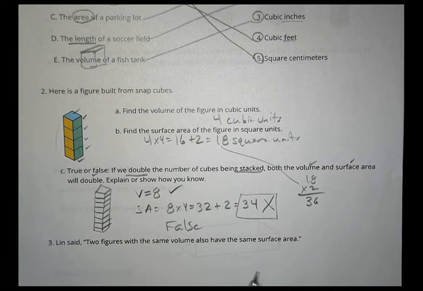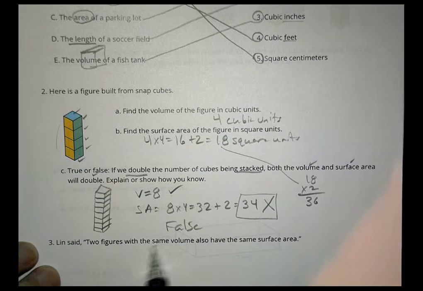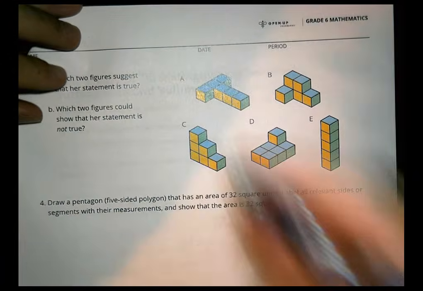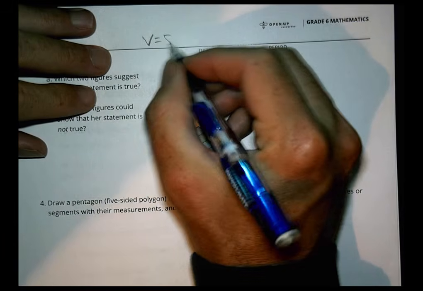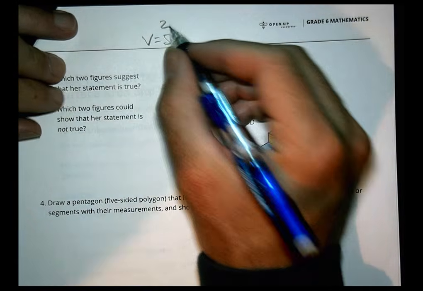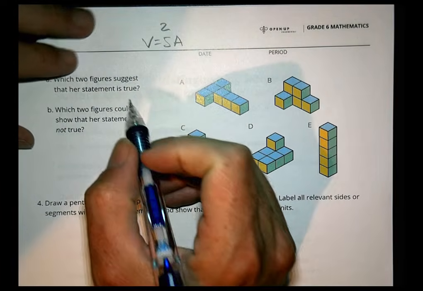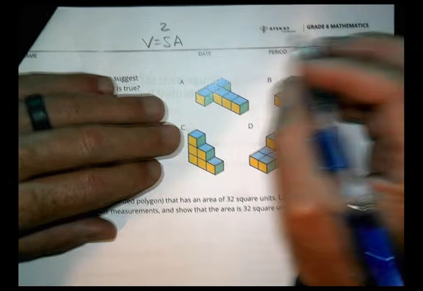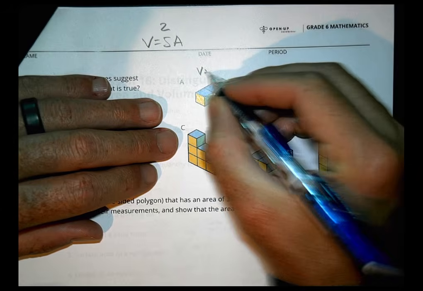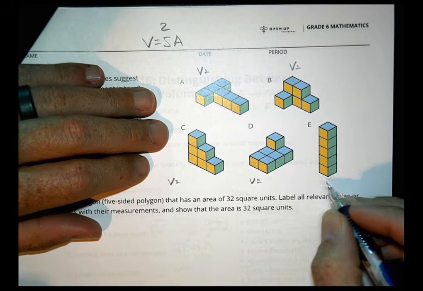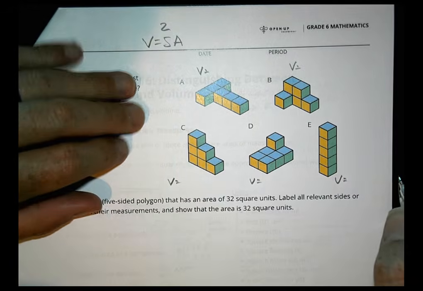Number 3, Lynn said that 2 figures with the same volume also have the same surface area. So when I look at these shapes here, she says there are 2 of them that have the same volume and surface area. So which 2 figures suggest that her statement is true? Well, let's take a look first of all at the volume of each of these shapes. We'll find the volume of each one and see which ones have the same volume.